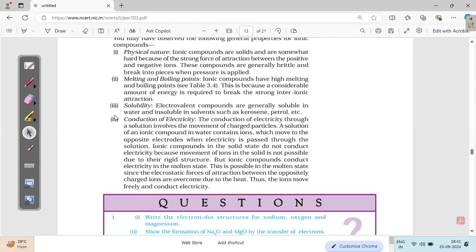Got it? The last one is conduction of electricity. All the metal salts are non-conducting in their solid state. The conduction of electricity through a solution involves the movement of charged particles. A solution of an ionic compound in water contains ions which move to the opposite electrodes, and hence electricity is passed through the solution. So all the salt solutions will conduct electricity.